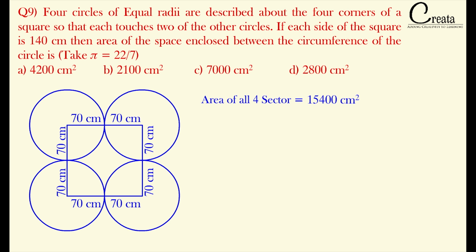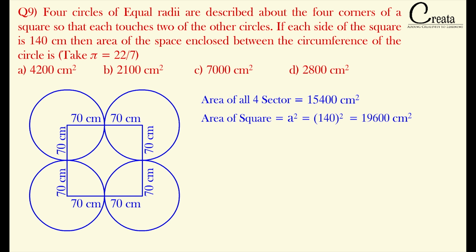Further, can we calculate the area of this square? The area of the square is equal to a square, that is the square of the side. Here the side of the square is given as 140 cm. So we got the area of the square as 140 square, that is 19,600 cm square.